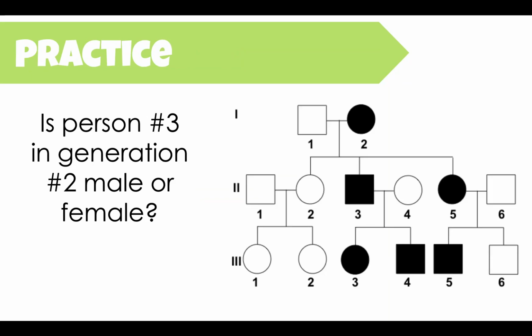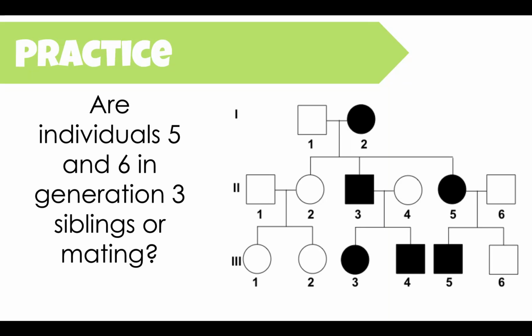All right, so just a little bit of practice here. So if we're looking at this particular pedigree, it says, is person number 3 in generation number 2 male or female? So we need to first find generation number 2, which again, we use Roman numerals typically to represent those generations. So this second line here represents generation 2, and it's asking about person number 3. So that would be this individual here. It is a shaded in square. So that tells me, because it's a square, that this person is a male. They have an XY chromosome.